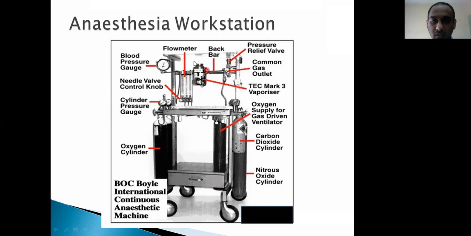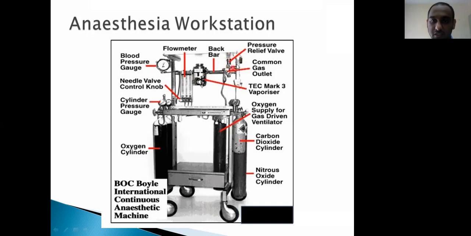This component in the center is the vaporizer. So this is probably a halogen vaporizer attached to the back bar of the machine. It is just to support the flow meters as well as the vaporizer, and we can add another vaporizer here. Then this is the pressure relief valve.